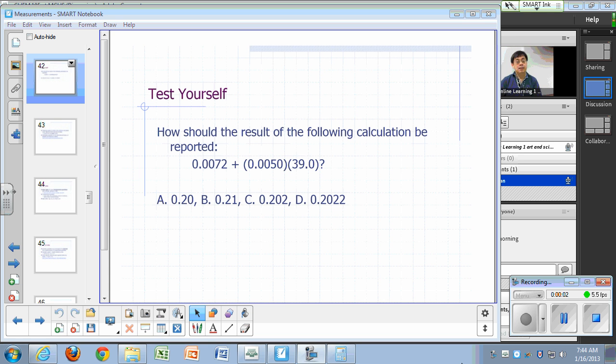All right, so last time we talked about propagation of errors. That is determining the uncertainty in the result of a calculation if you're basing it on numbers that have uncertainties in them. So here's a question on what the calculated result should be from this, assuming all of these numbers have uncertainties in them.